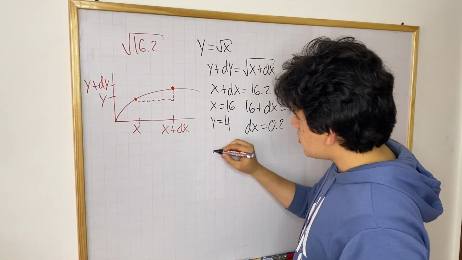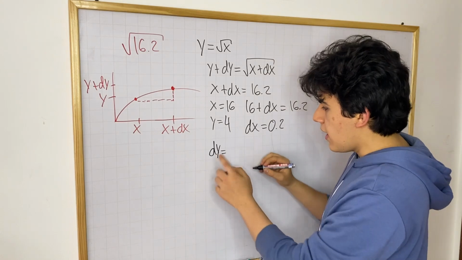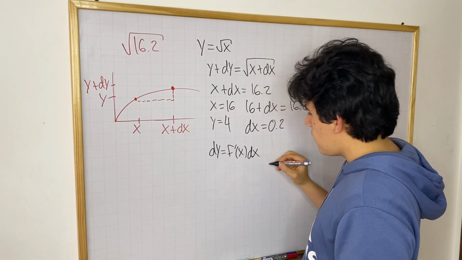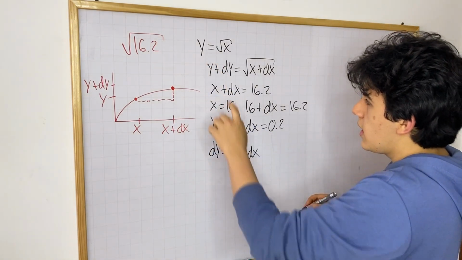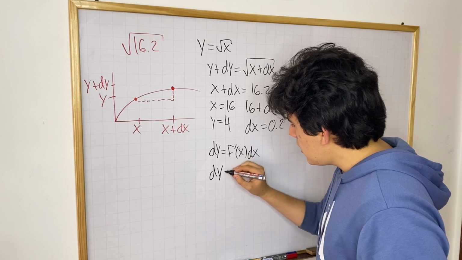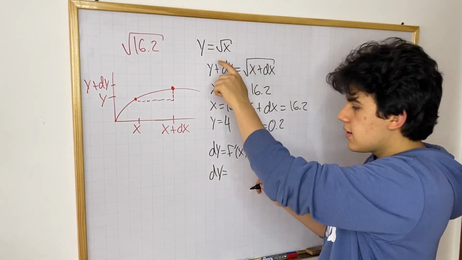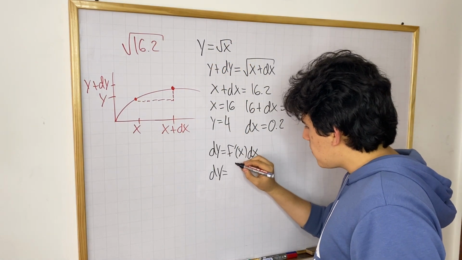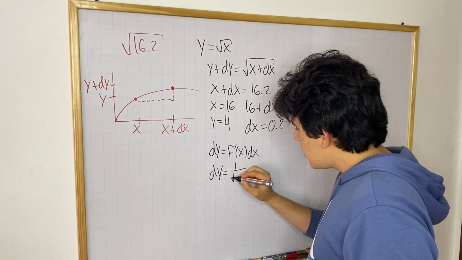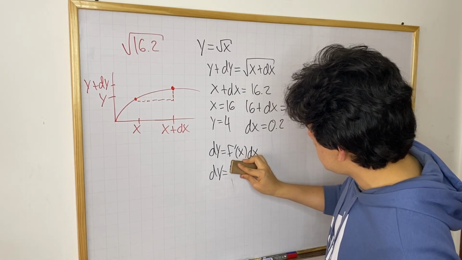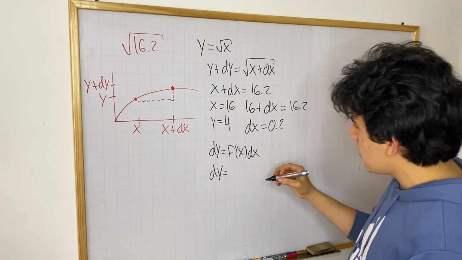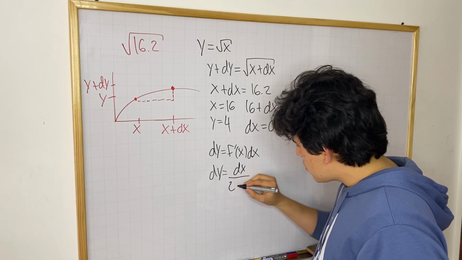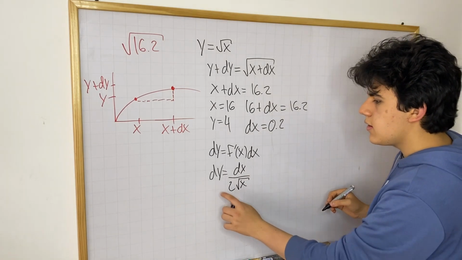So we know that the differential of y is going to be equal to f prime of x times the differential of x. Now we know f is equal to y, so the differential of y is going to be y prime, where y is the square root of x. I hope that you already know that the derivative of this function is 1 over 2 square root x. So this is going to be dx divided by 2 square root x. So this is the differential of y.